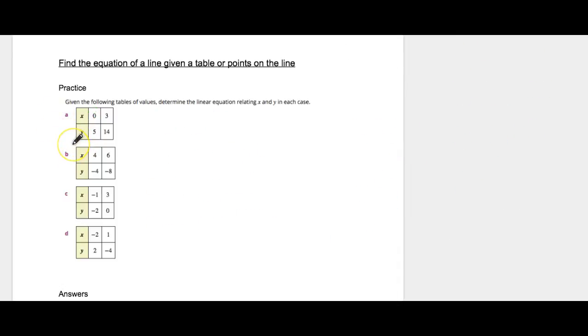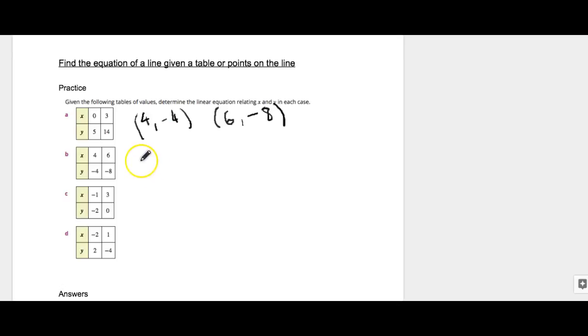So question B. Let's write the first points. Now, you can pause at any stage if you want to do any part yourself, but I'm going to write exactly what I did before, do the whole question. So (4, -4) is 1 point, and (6, -8) is another point.